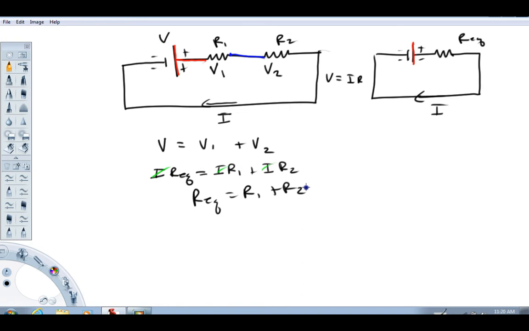And here I only had two resistors. Had I put more resistors in, the same thing would have happened. If I put a third resistor in here, I'd have a third resistor here. And if I put a fourth resistor, I'd have a fourth resistor, and so forth.